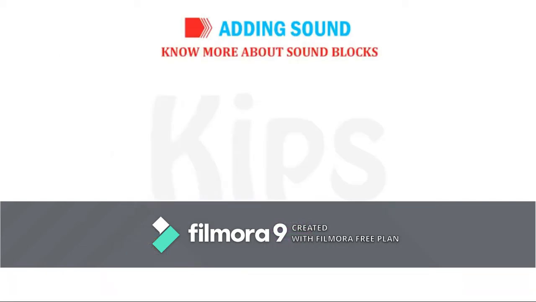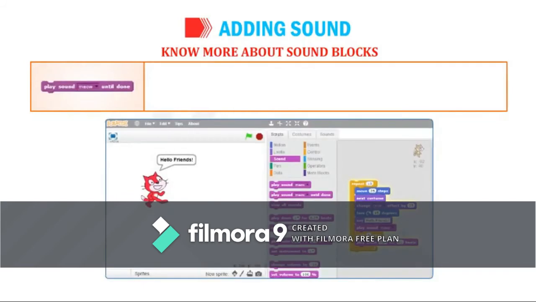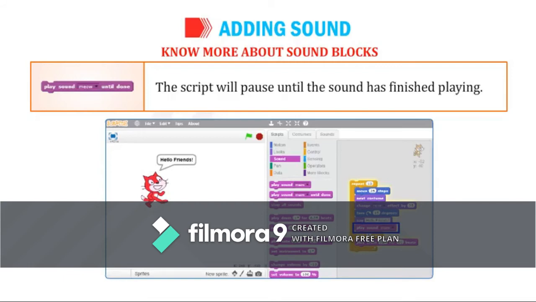Students, let's know more about sound blocks. Play sound meow until done. This block will play the specified sound in the blank box. The script will pause until the sound has finished playing.